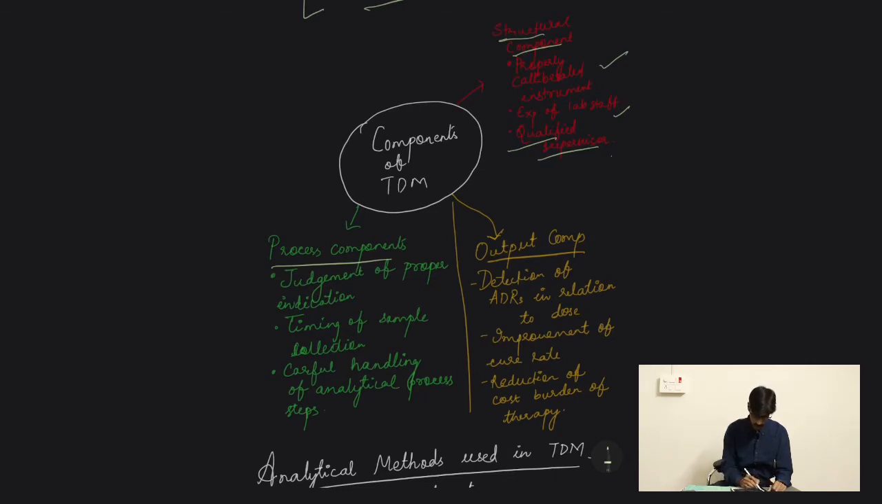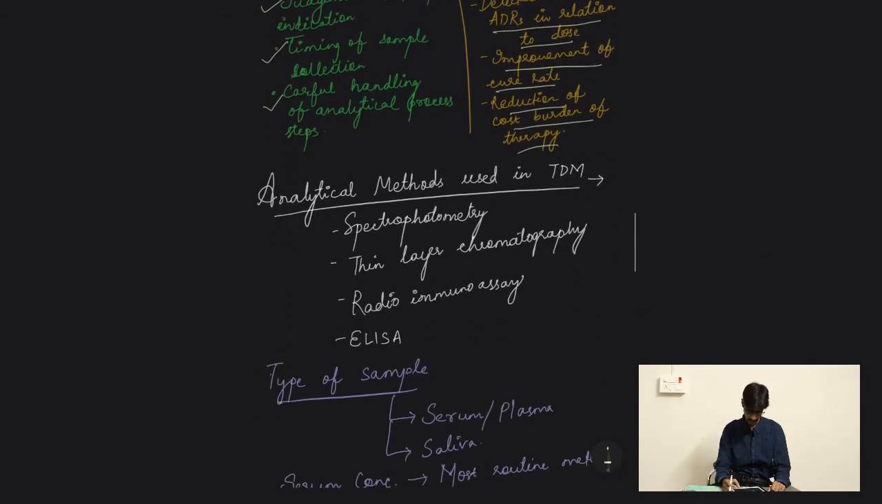In the process components, there should be a proper judgment of proper indication, timing of the sample collection should be proper, then there should be careful handling of analytical process steps. Coming to the output component, it should detect the ADRs in relation to the dose, there should be improvement of the cure rate and reduction of the cost burden of the therapeutic to the patients.